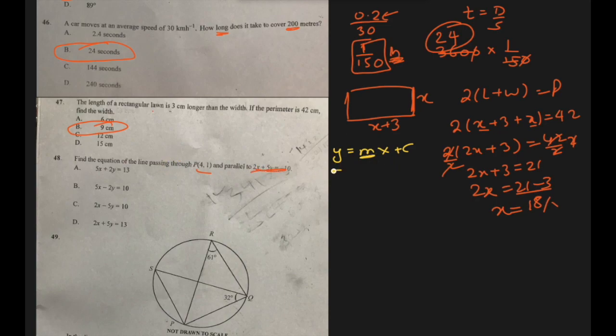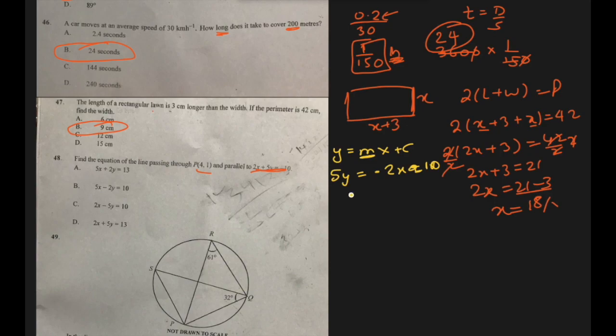So I change it to 5y equal to minus 2x plus 10. Was it 10? Let me check because I overwrote it. Is it plus 10 or minus 10? Yes, it is minus 10. I overwrote 10. So it will be minus 10.